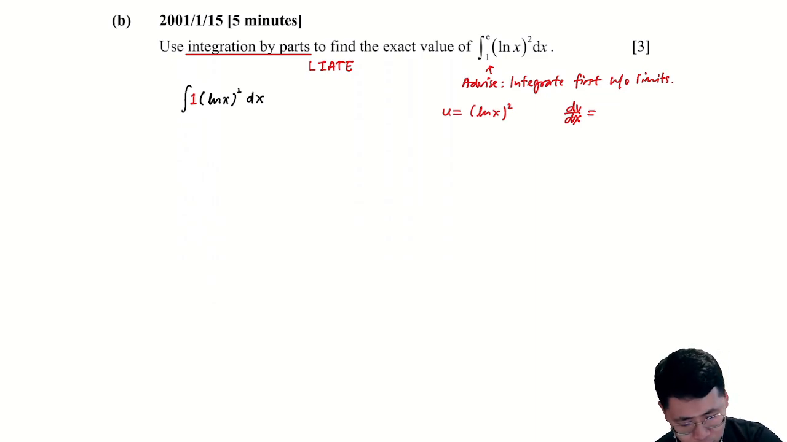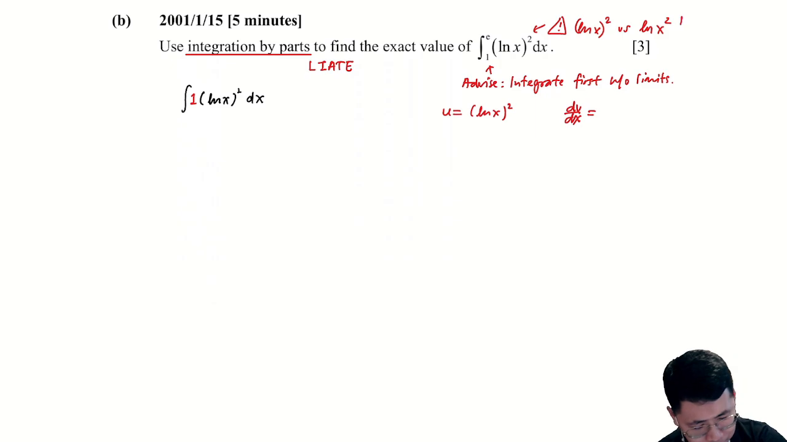This one, I want you to be careful. Another thing to be careful is this is (ln x) whole thing squared versus ln x squared. So be careful, the two are completely different things. So u will be (ln x) whole thing squared, dv dx will be 1.